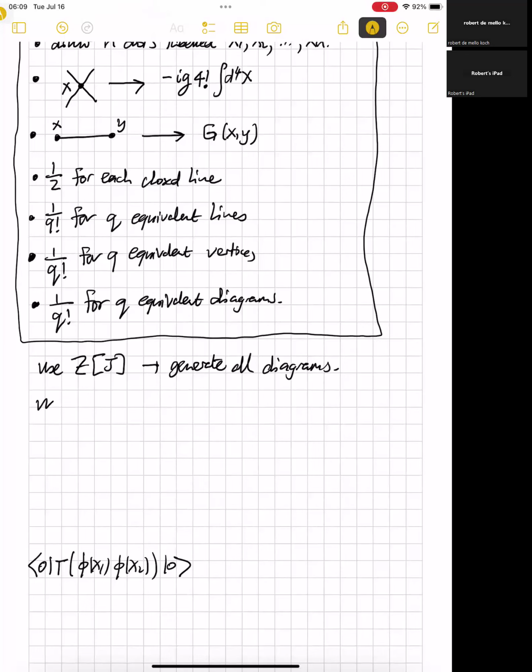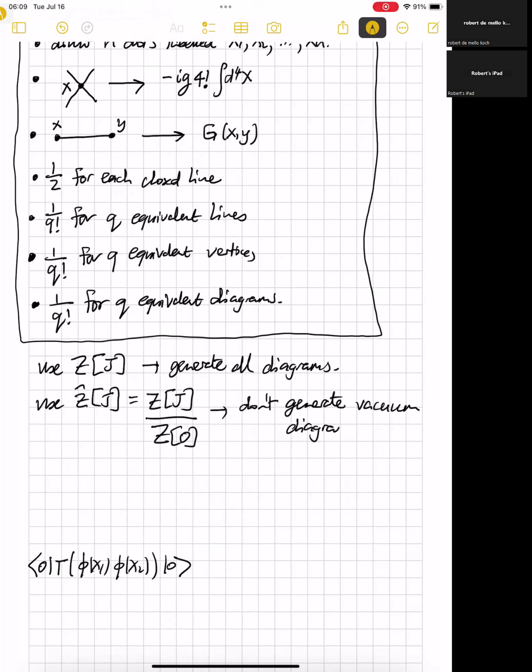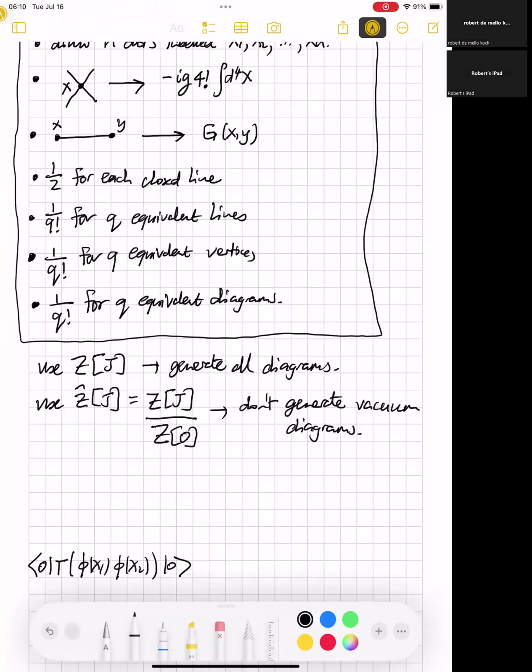But if instead you use Z hat of J, which is equal to Z of J divided by Z of naught, then you don't generate the vacuum diagrams. Okay, so this is exactly as we saw it in naught dimensions, and it survives here absolutely unchanged. It just goes through exactly as it did. So now let's calculate this correlation function.